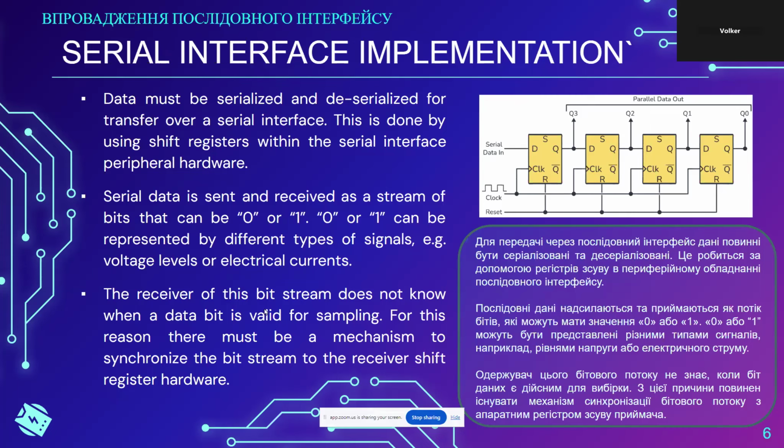The receiver of this bit stream does not know when a data bit is valid for sampling. For this reason, there must be a mechanism to synchronize the bit stream to the receiver shift register hardware. And you can see that in the image that I'm showing. There's a clock signal. This is the first time where a clock signal shows up. Basically, a clock edge is telling the register to take over, to accept the value that is on the serial data input. In this case, for the flip-flops, that's the D input.